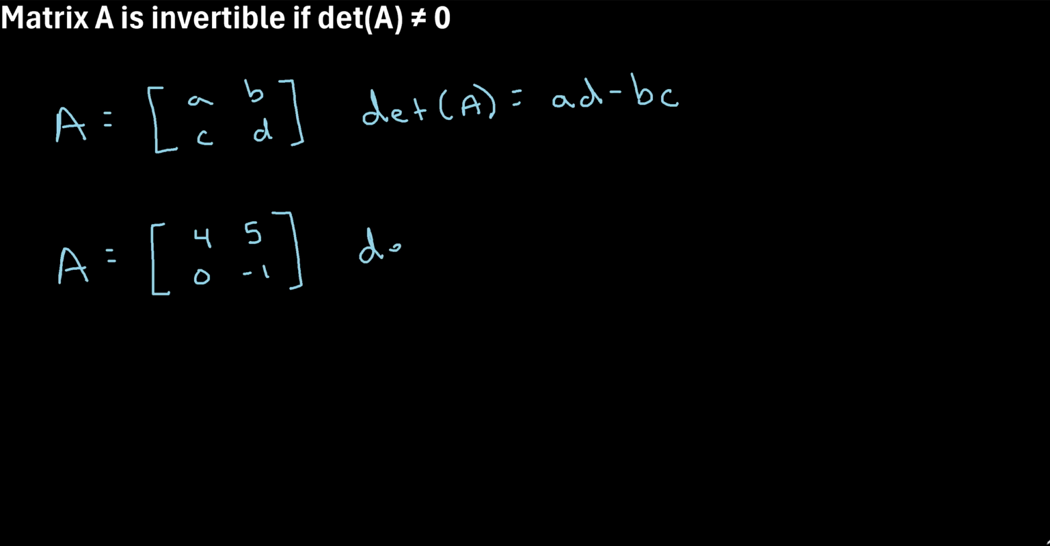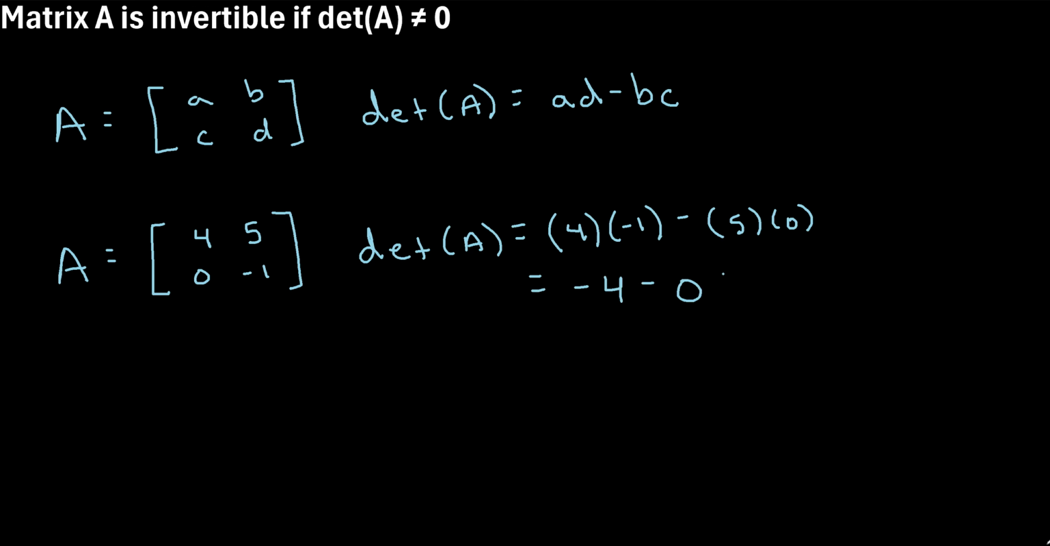So the determinant, we said, is equal to A times D. So A is 4, D is -1. So 4 times -1 minus B times C. So B is 5 and C is 0. So 5 times 0. So we get 4 times -1 is -4 minus 5 times 0 is 0. So -4 minus 0 is -4. So the determinant of matrix A is -4.